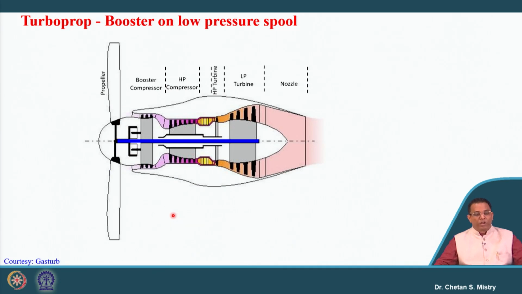Okay. Now let's look here. Here in this case, we have a different kind of configuration where the HP turbine is connected only with the HP compressor, and the LP turbine is connected with the booster compressor as well as the propeller. So here, it is the designer's choice as per the requirement, as per the space available, and as per the cost of the engine. People are designing with different kinds of configuration.